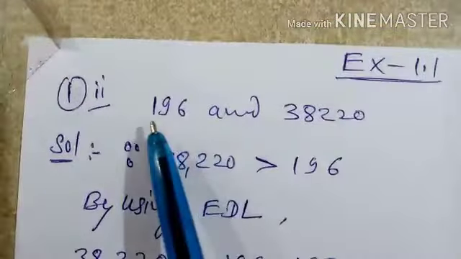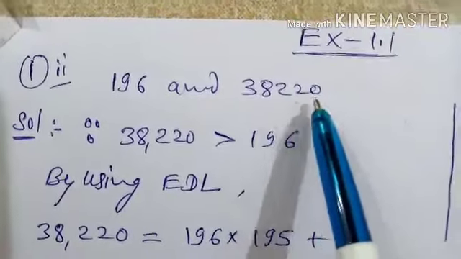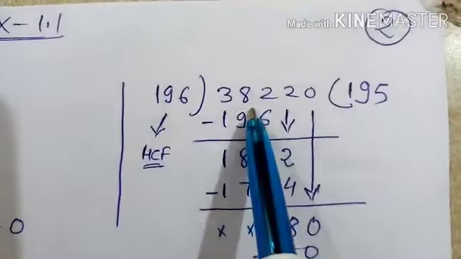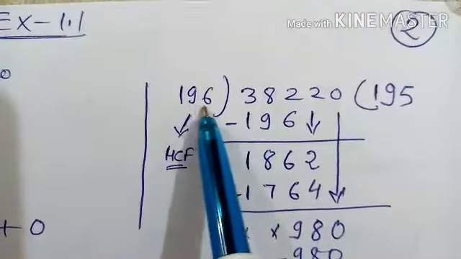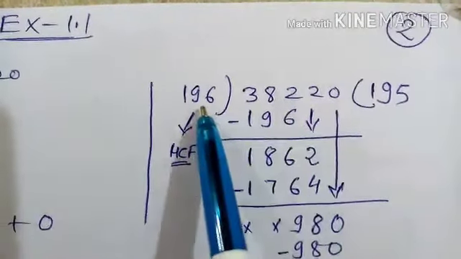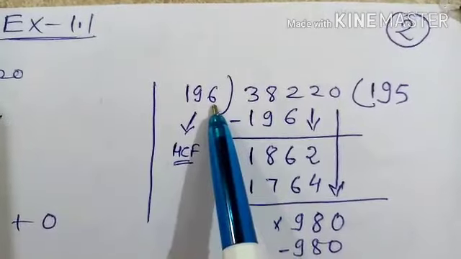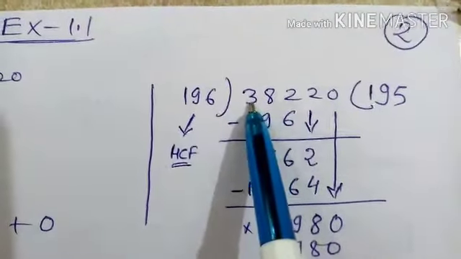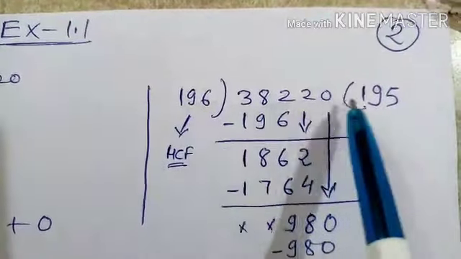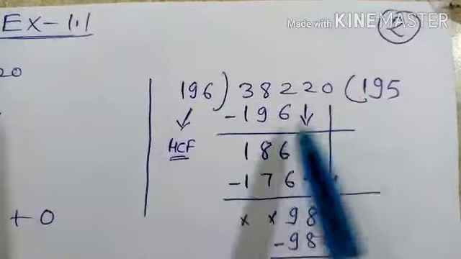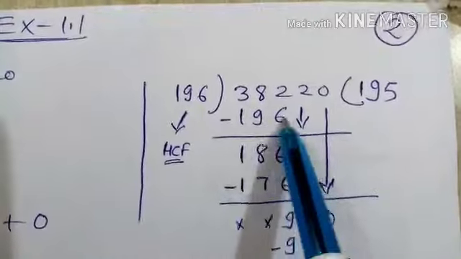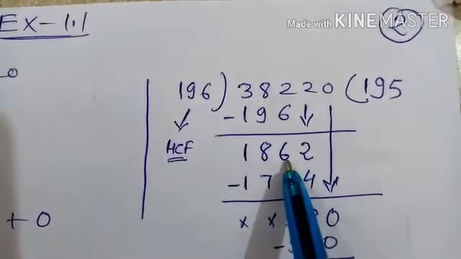Now the second part, 196 and 38,220. First, 38,220 is divided by 196. So 382: if we multiply 196 by 2, we get a number greater than 382, so it goes only one time. 196 into 1 is 196. The difference of 382 and 196 is 186.